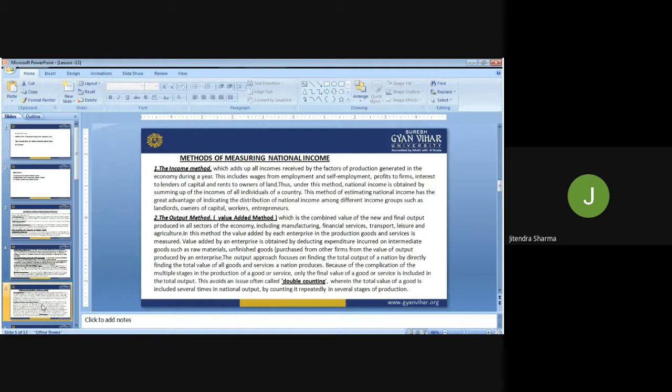Because of complications of the multiple stages in the production of a good or service, only the final value of goods or services is included in the total output. This avoids an issue often called double counting. Otherwise, double counting creates confusion, wherein the total value of a good is included, whatever the value of the finished goods, we are adding that by counting it repeatedly in the several stages. So to avoid repeating the value time and again, we are adopting this process.